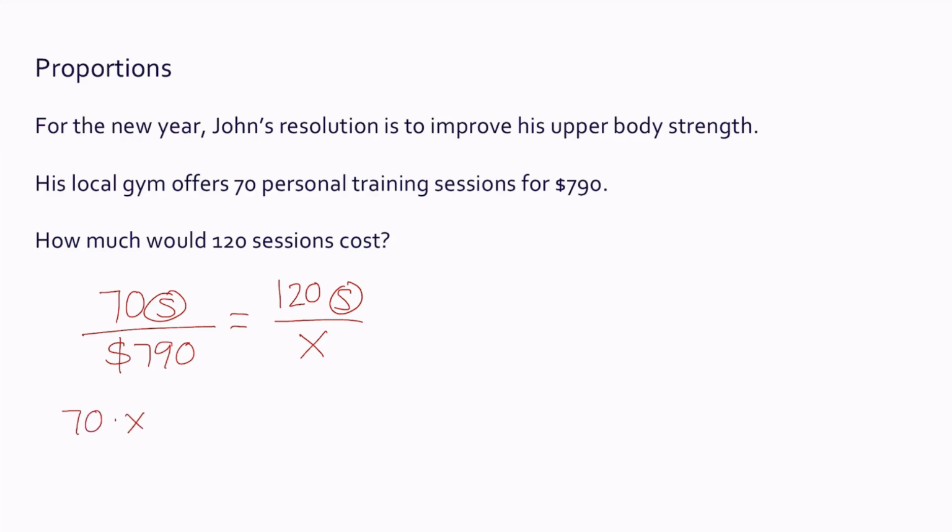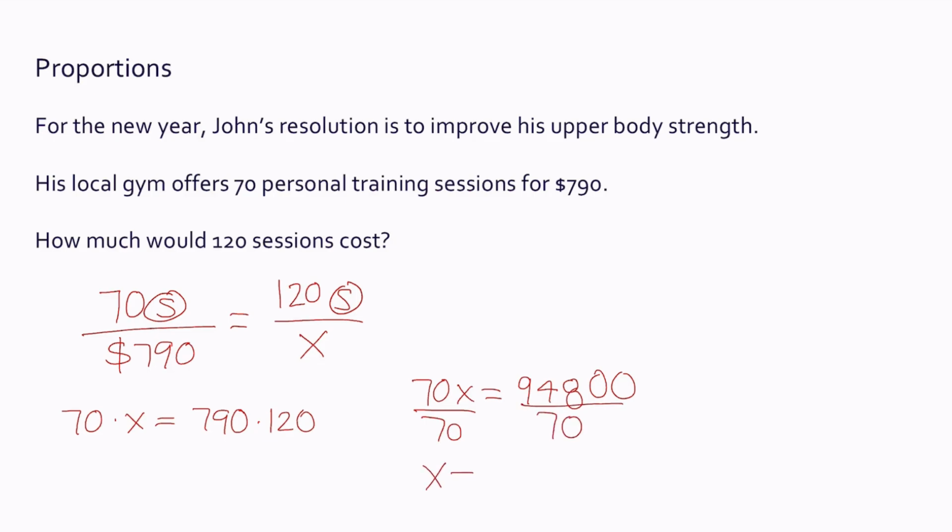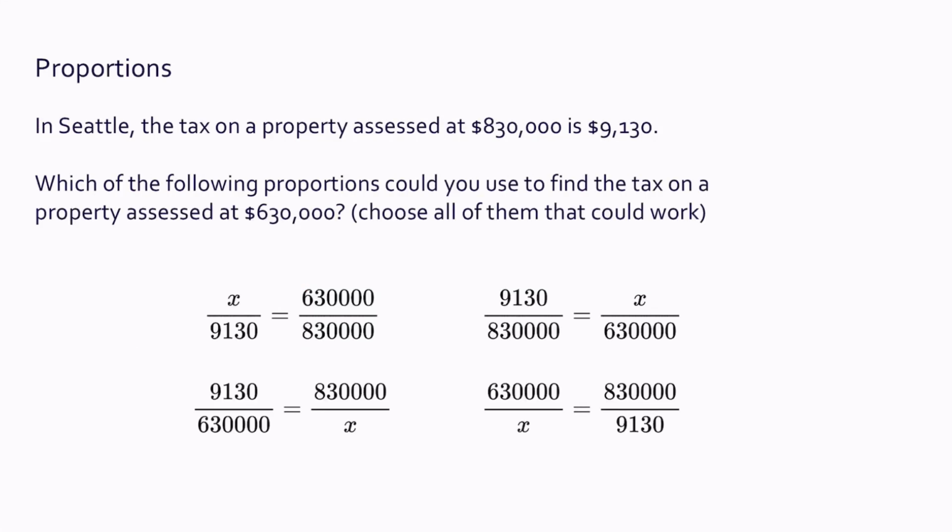70 times x equals 790 times 120. So then I get 70x equals 994,800. And I'm going to divide both sides by 70 so that I get x equals $1,354.29. This one will be different.